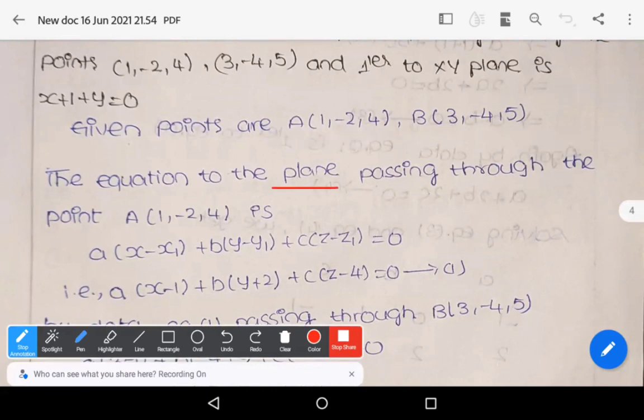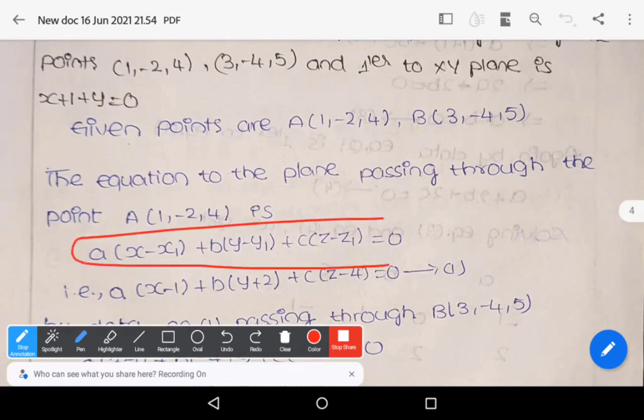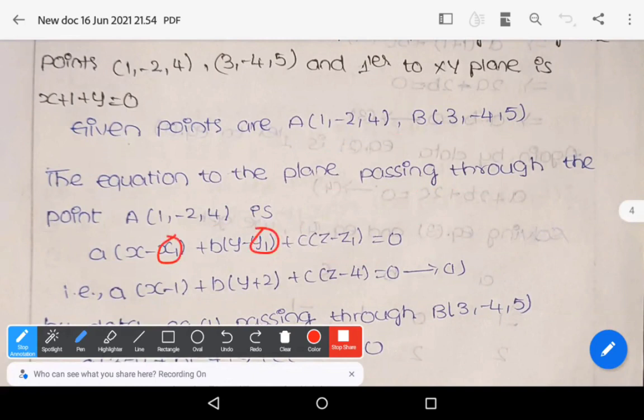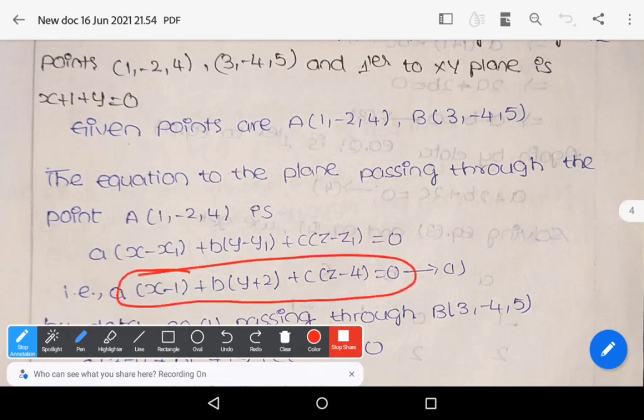The equation of the plane passing through the point A(1, -2, 4) is, write the formula: A(x - x1) + B(y - y1) + C(z - z1) = 0. Now substitute x1, y1, z1, the coordinates of A. So A(x - 1) + B(y + 2) + C(z - 4) = 0.